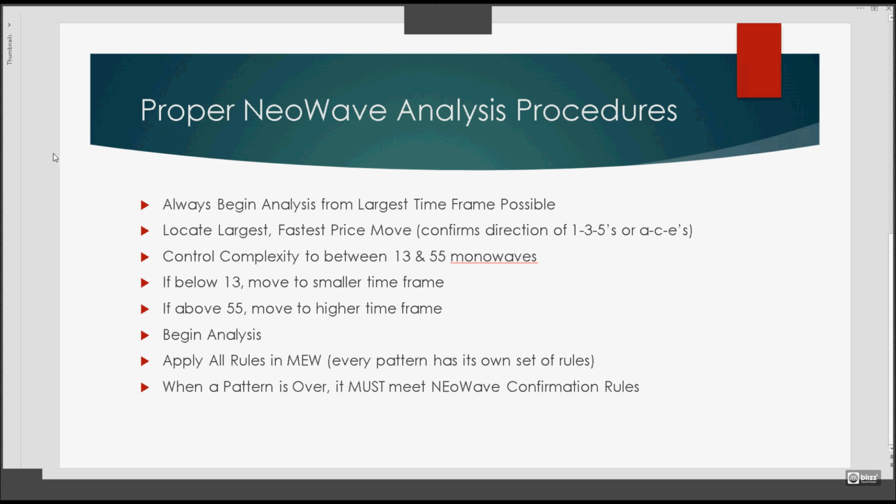When you get these charts constructed on your own or using a service, you're going to want to first look for the largest, fastest price move on a chart, because the largest, fastest move on a chart always occurs in the direction of the trend. There's no exceptions to that. I've never seen an exception to that in 35 years. So the largest, fastest move on the chart will always be wave 1, wave 3, or wave 5 of an impulsive pattern, or it'll be wave A, wave C, or wave E of a corrective pattern.